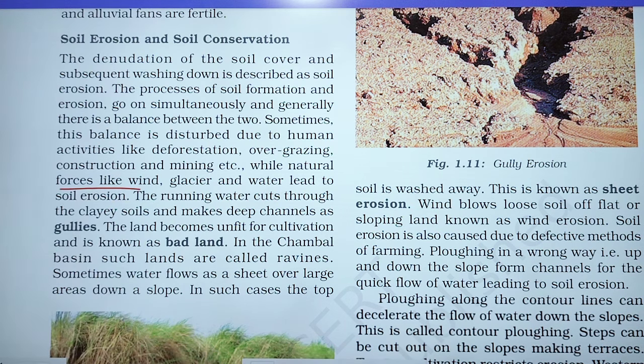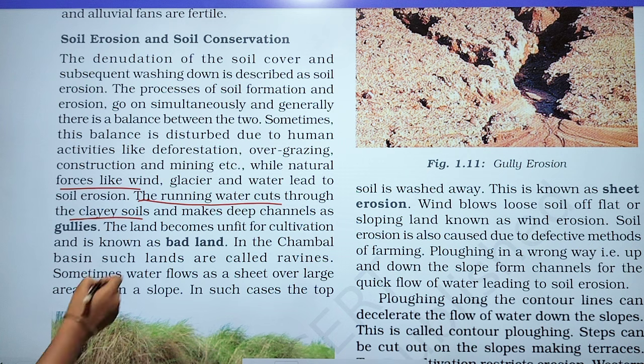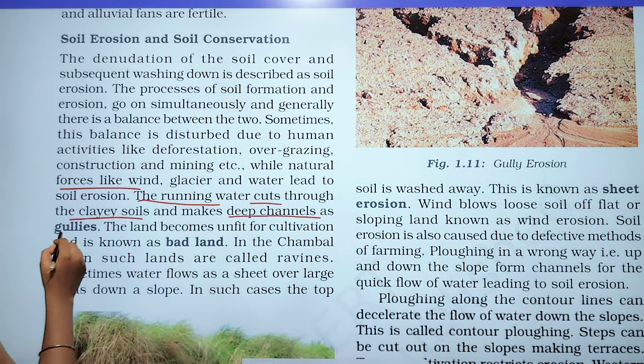Natural forces like wind, glacier and water lead to soil erosion. The running water cuts through the clay soils and makes deep channels known as gullies. It means the running water cuts through the clay soil and makes deep channels as gullies.